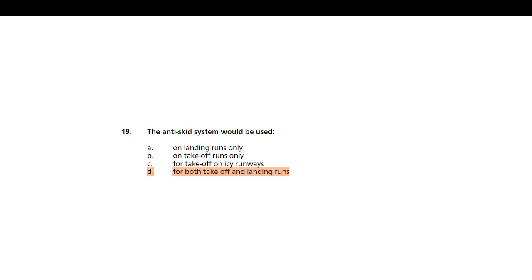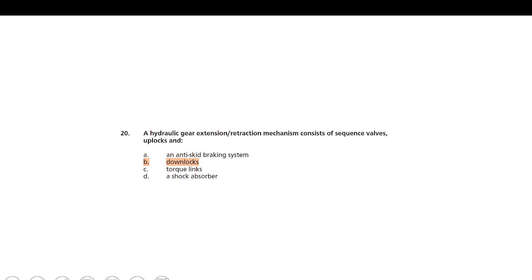See, the anti-skid system would be used. We have to remember it as it is D for both takeoff and landing runs. A hydraulic gear extension or retraction mechanism consists of sequence valves, up locks and down locks. See, this we have to remember as it is.